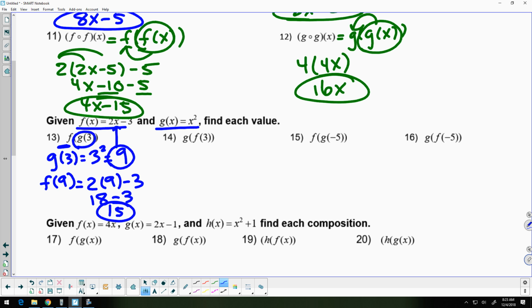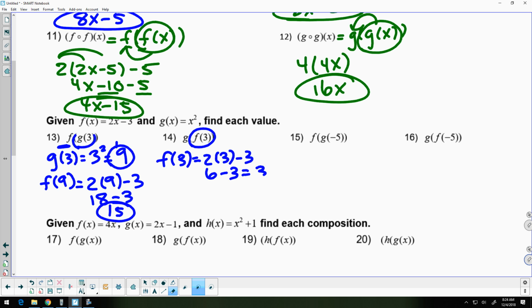Okay, so for the next one, same idea. Two functions, starting on the innermost, you want to find f of 3 first. So f of 3 is 2 times 3 minus 3. So 6 minus 3, we get 3. Now take that answer and plug it into the outside function, which is g. So now I'm plugging 3 into g of x, so I'm finding g of 3. That's just 3 squared, and your final answer would be 9.